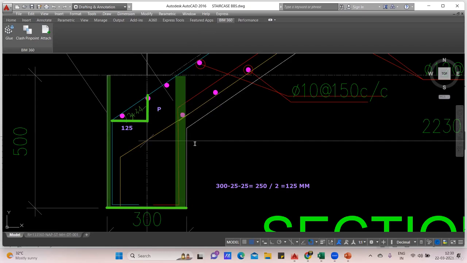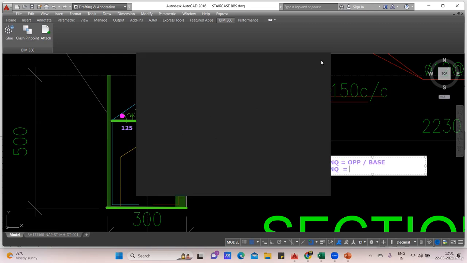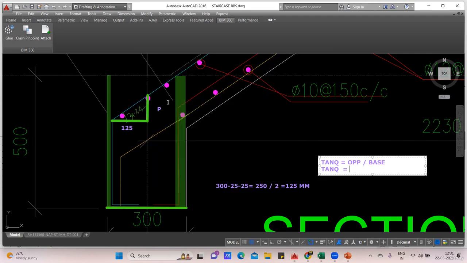This is unknown. Now again, can you apply the same formula, that is tan theta? Tan theta is equal to how much? Opposite by base. So again, tan theta is equal to, what is opposite? Opposite is given a name, P. This is P. So P divided by base. So base is how much? This is base, 125. I know tan theta. Tan 34.34 is equal to P divided by 125.